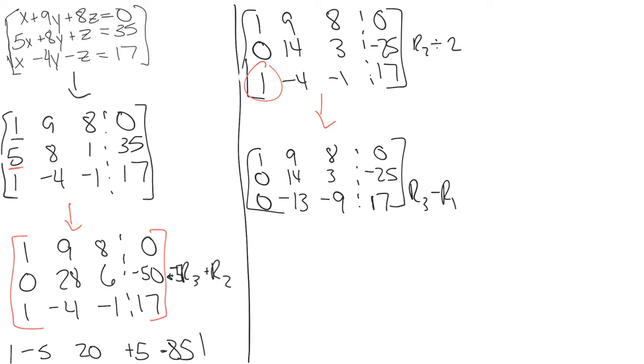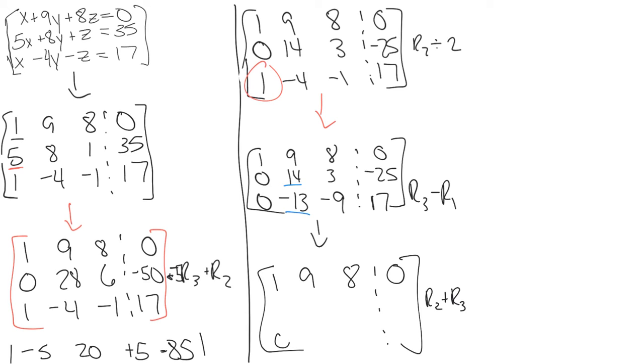Okay, that's my next piece. Now, time to break down and reduce my row 2 down. If you see, if I take negative 13 and add it to 14, that gives me 1. So I'm going to actually add row 2 and row 3 together to be my new row 2. Row 1's the same. Row 3 is the same.